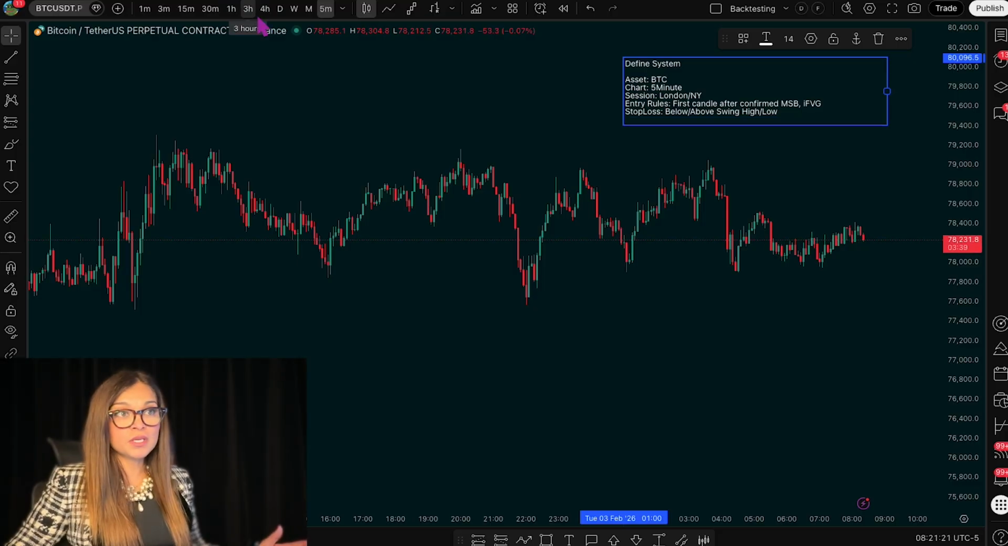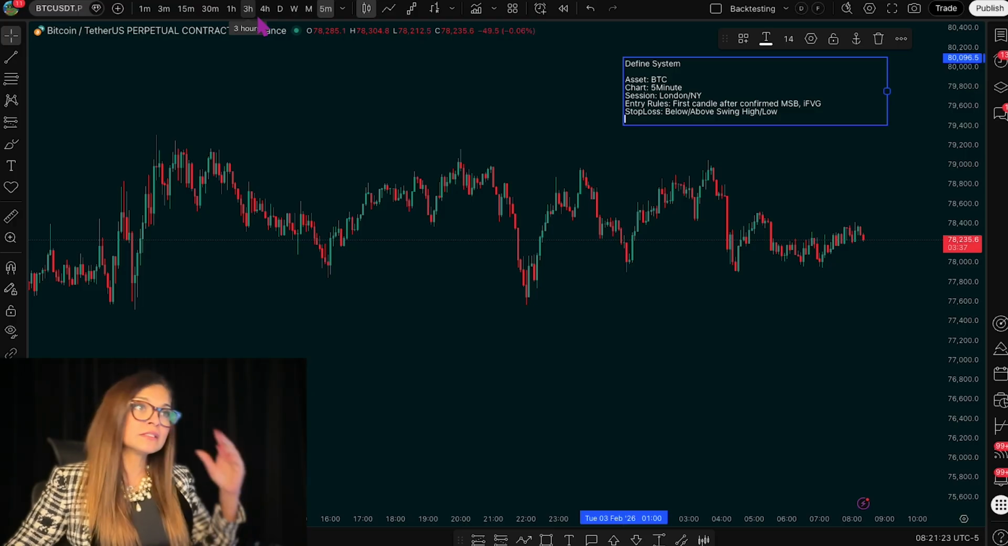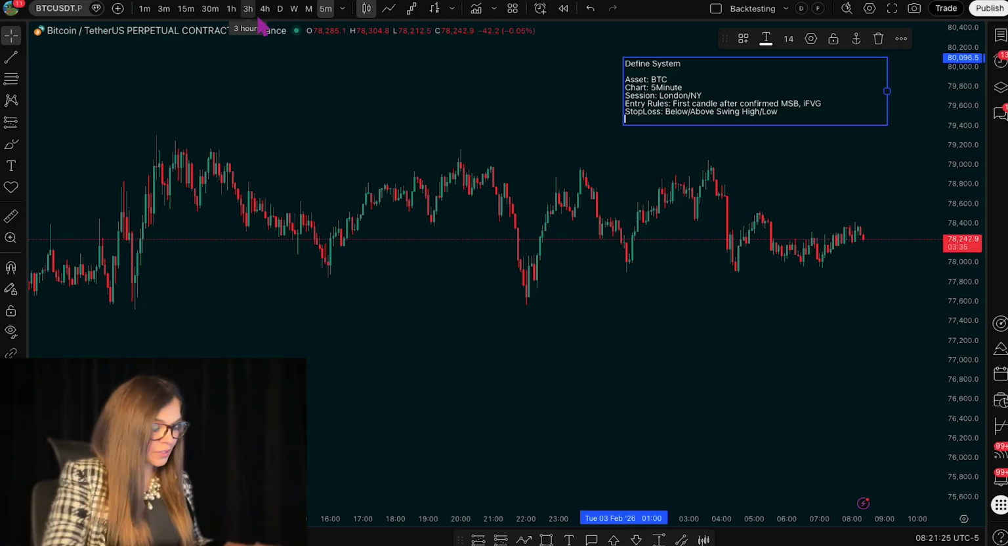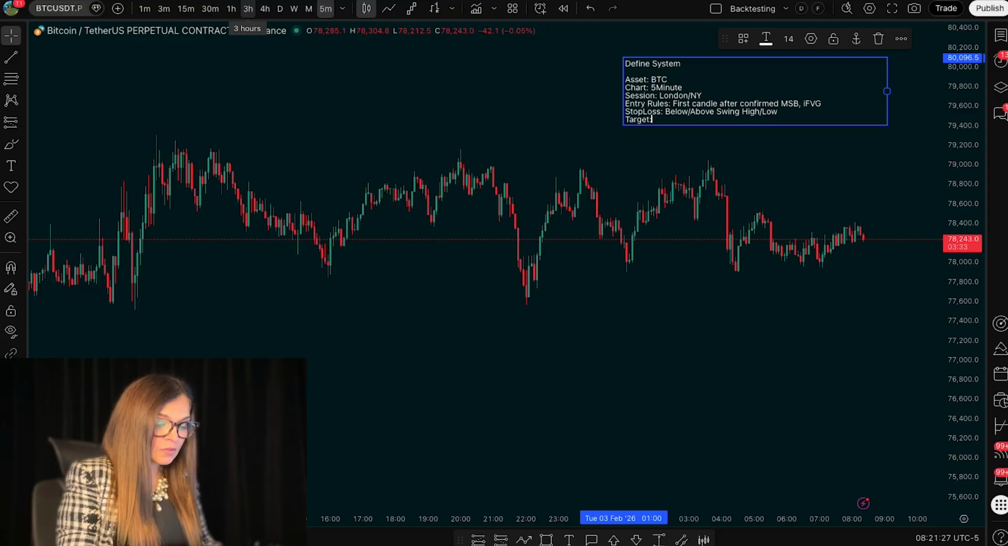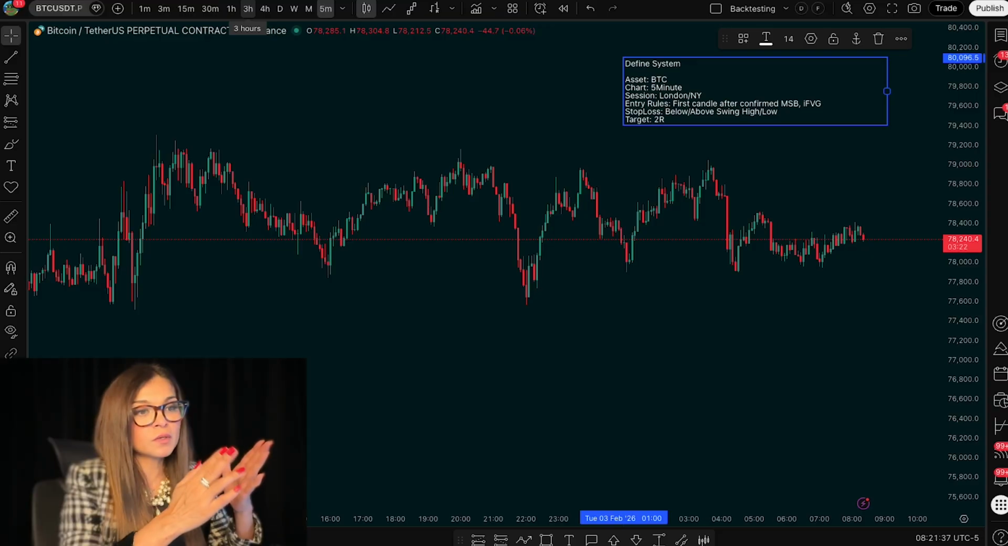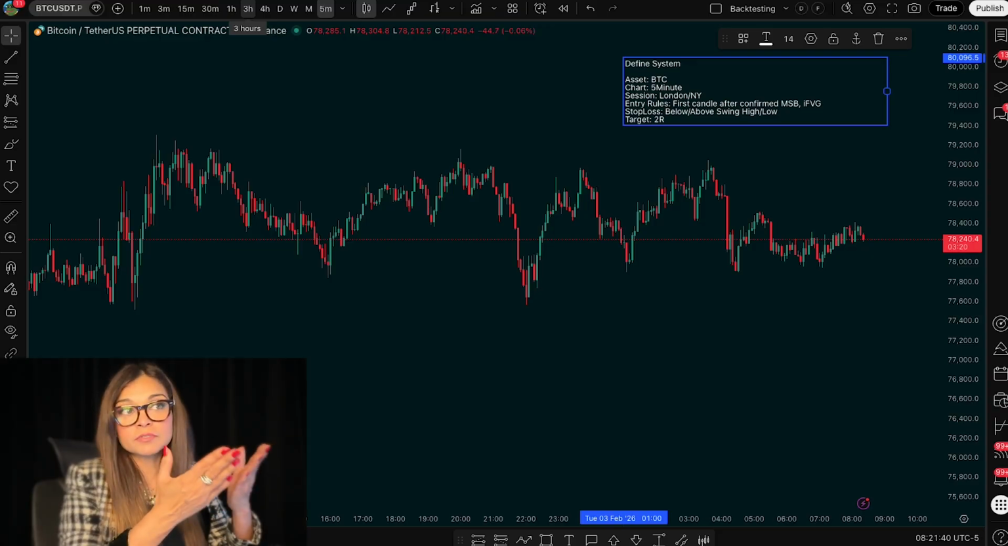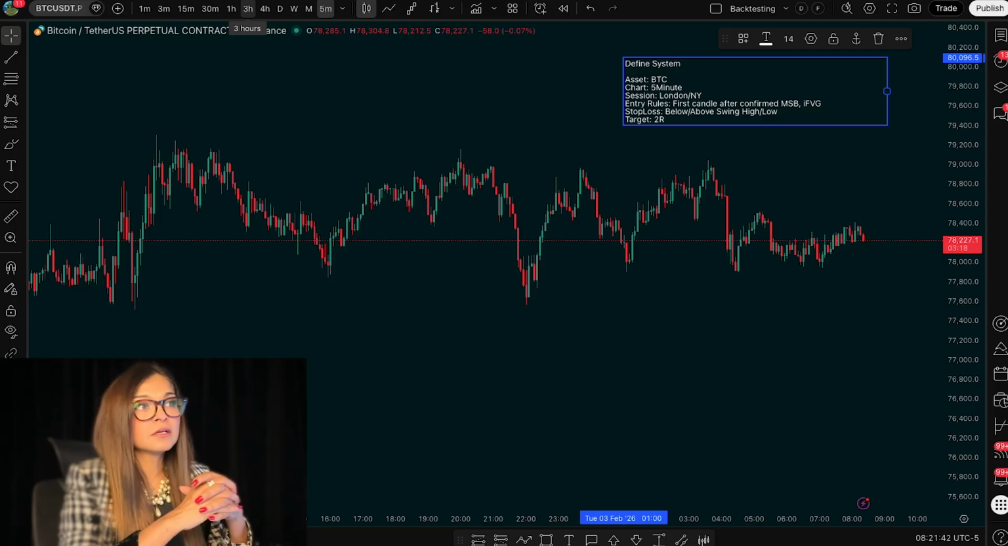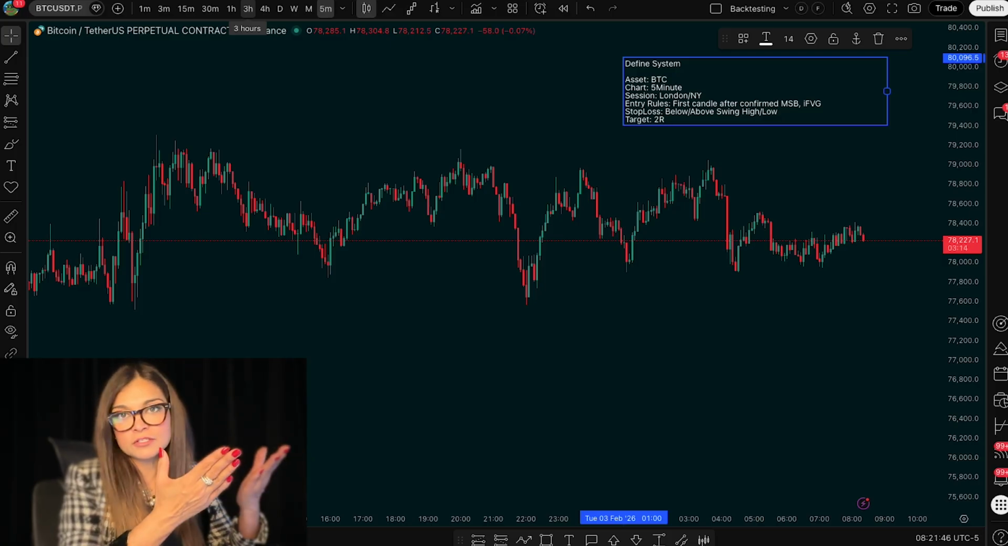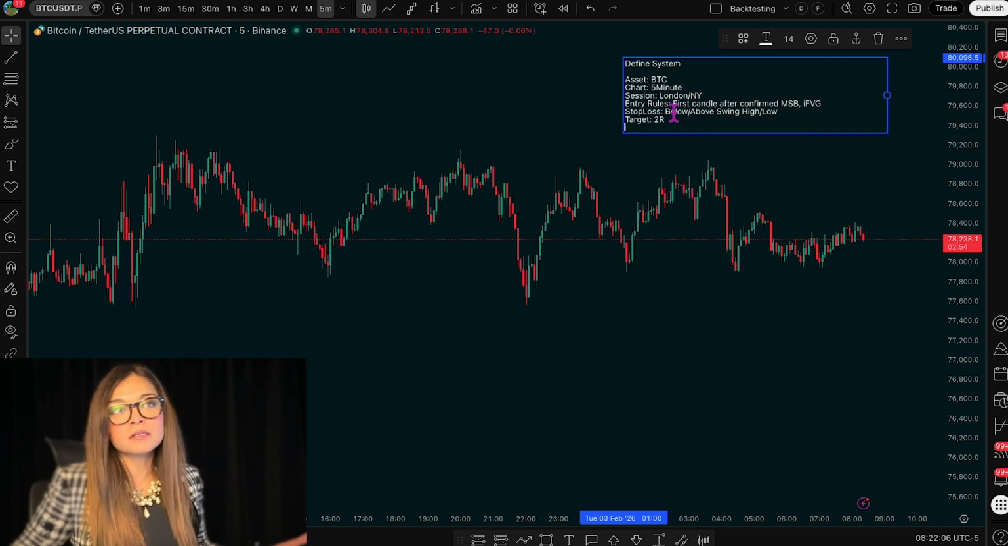After that, we need to have a target or an exit point. So our target will be 2R. Let's say, for example, we are risking $10. We want to make at least $20 in that trade. And there we go. We've defined our system rules.